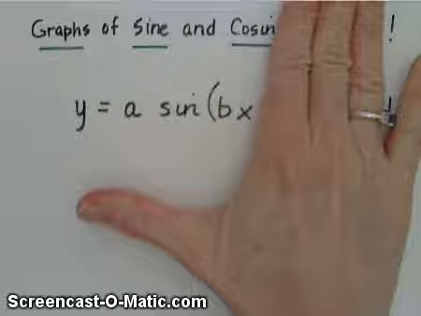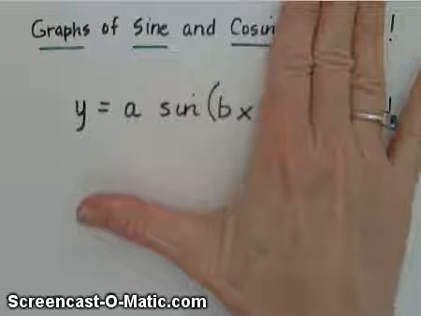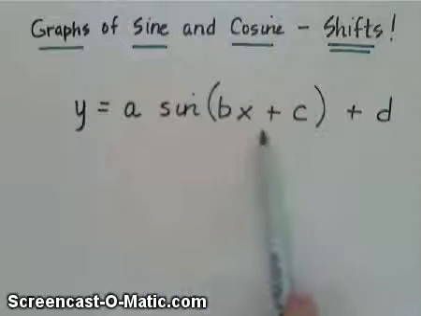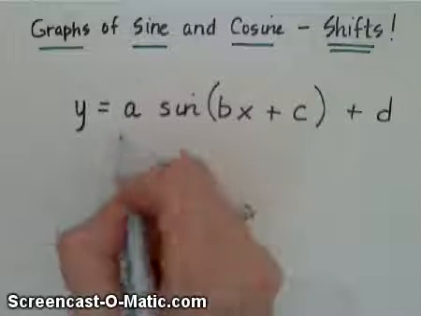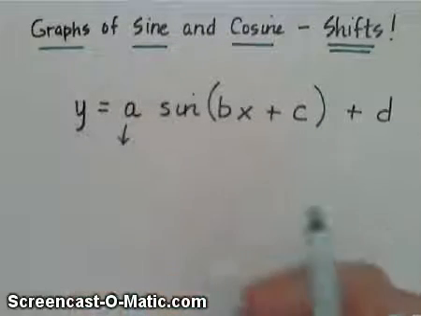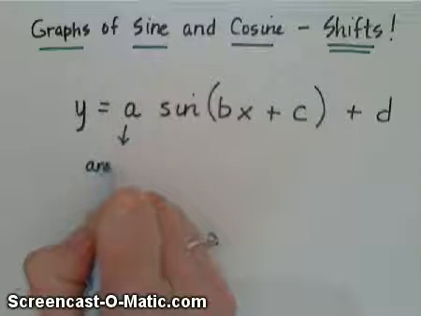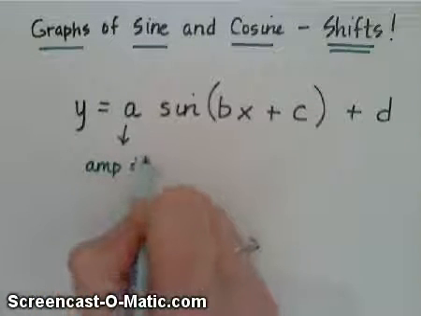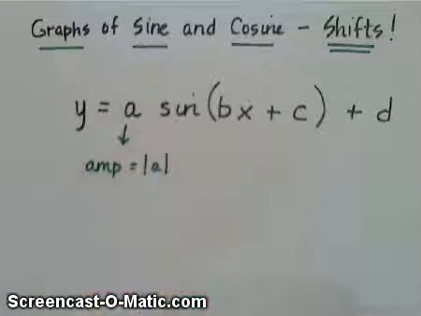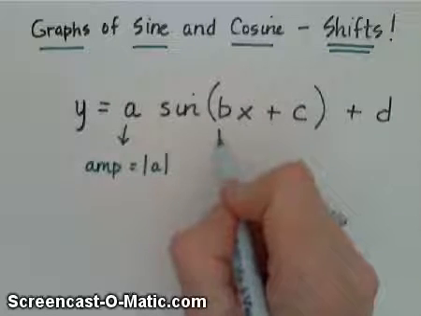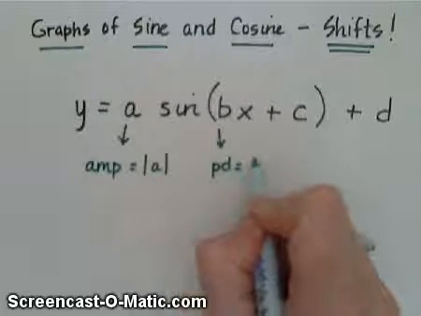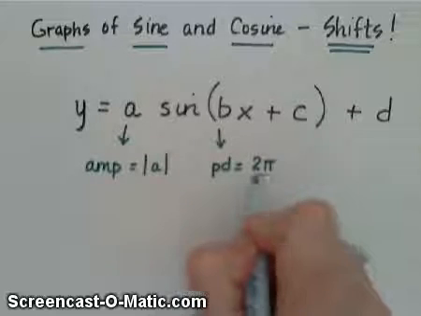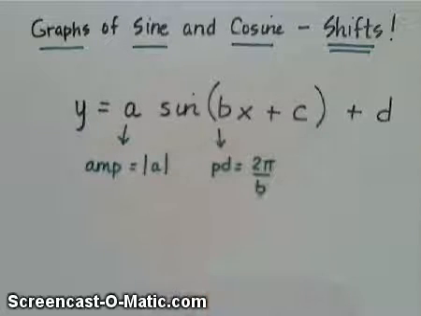This is where the equation was, y equals a sine bx. So you notice I have added a plus c plus d. Now this is the most complicated equation that you can ever have, and so I want to begin by labeling these parts. A is the amplitude, no surprise there. Amplitude is the absolute value of A. B is used to determine the period. The period is equal to 2 pi, which is the normal period of sine, divided by B.